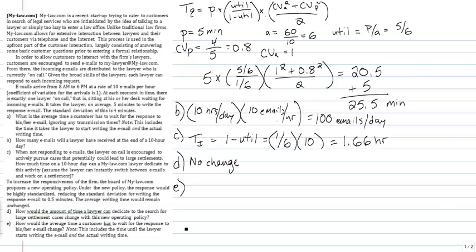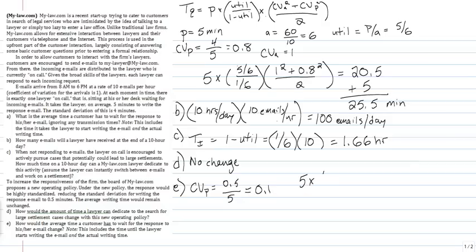For part E, we'll use the same formula as above, but we'll need to recompute the coefficient of variation for the activity time based on the new standard deviation of 0.5. The mean stays the same, so our new CVP is 0.1. Now let's plug all the other inputs into the equation.